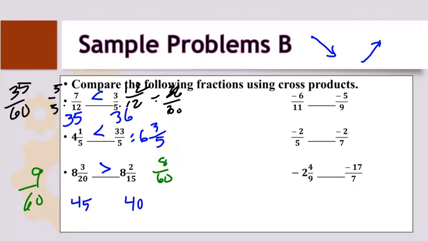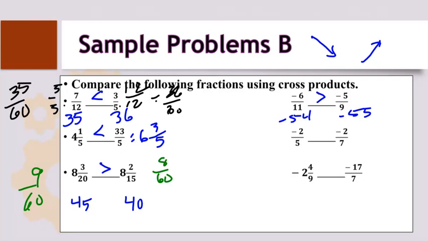Next, I have -6/11ths and -5/9ths. If I cross multiply, I have -54. And then the other one would be -55. -54 is bigger than -55, so we would have -6/11ths is bigger than -5/9ths.